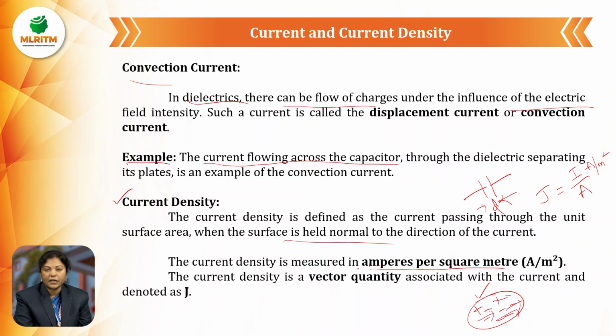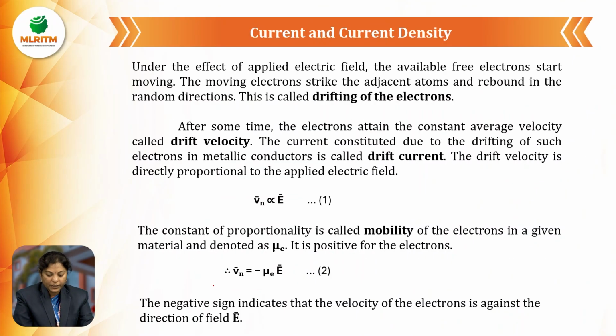So the unit of this current density is ampere per square meter. Here the current density is a vector quantity, so it has direction. It is denoted as J. Next, we can define this current density like this.